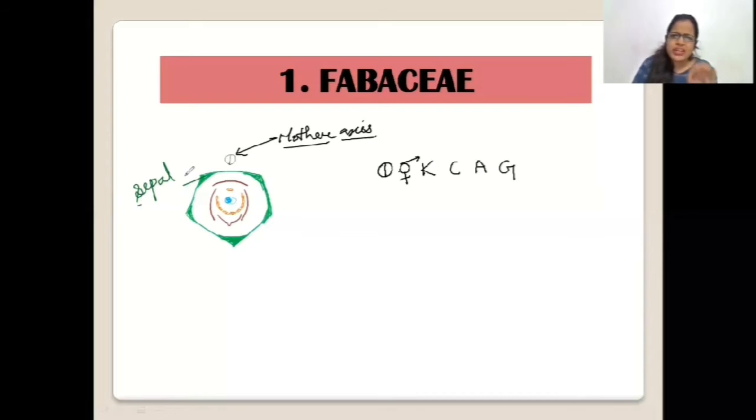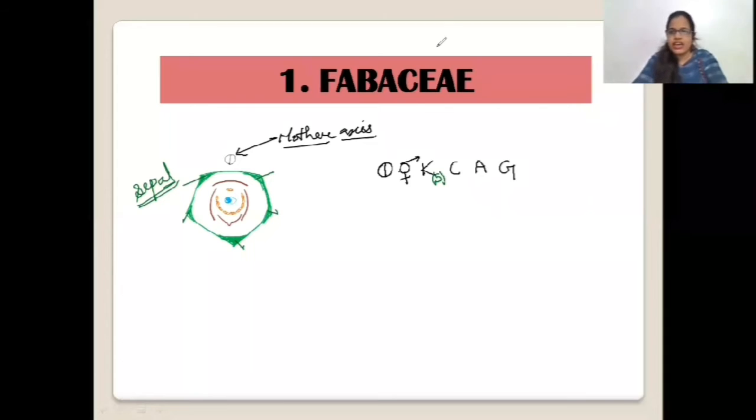Because sepals are usually green in color, I've used the green color. And you can count the number of sepals. You can see this is 1, this is 2, this is 3, this is 4, and this is 5. All these 5 are fused with each other. They are joined with each other. So I'll simply use a bracket over here. As you can see, you can easily count from the floral diagram the number of sepals. Now, here I'm done with my first whorl, that is the calyx.